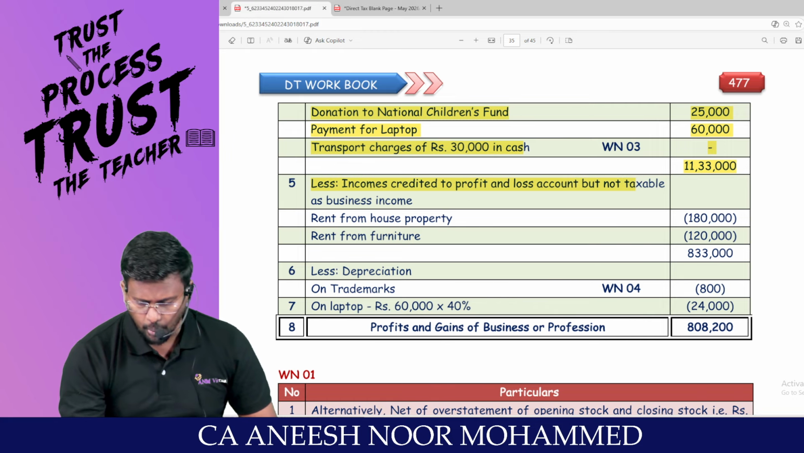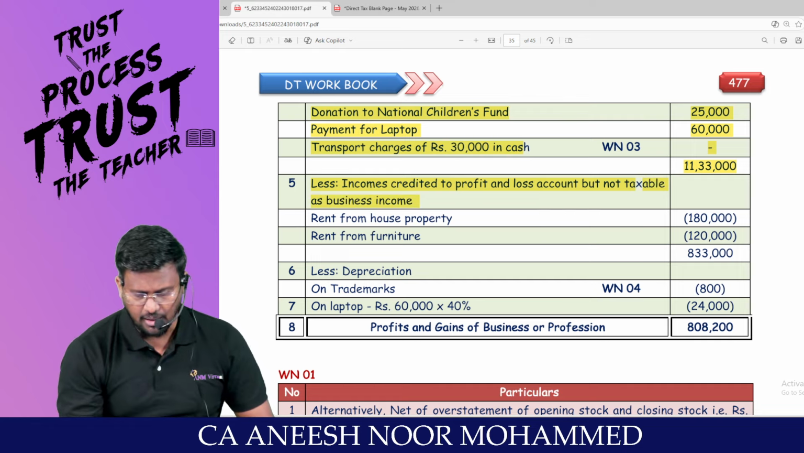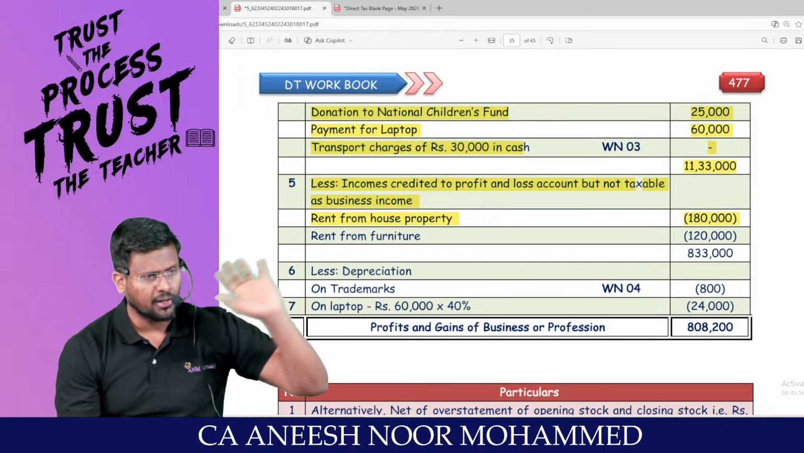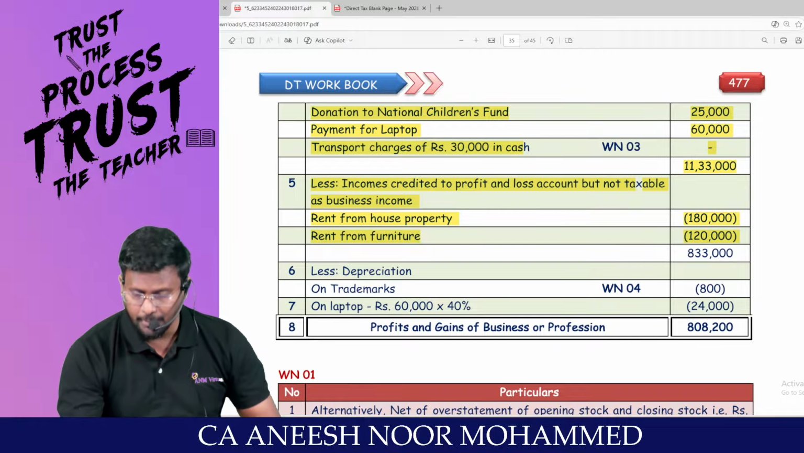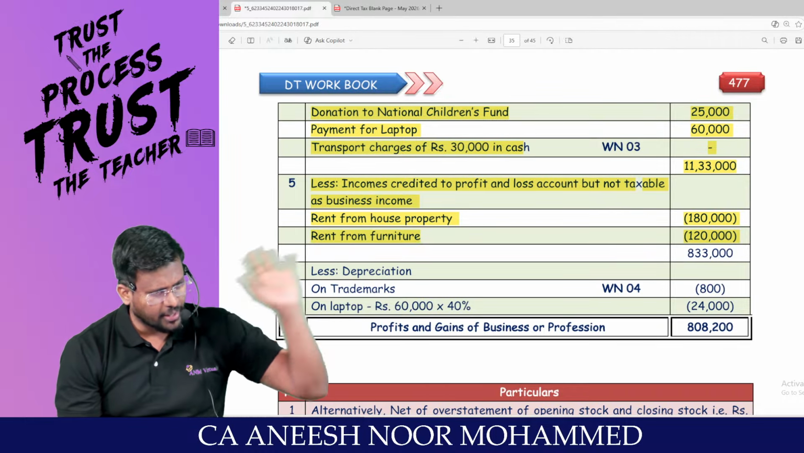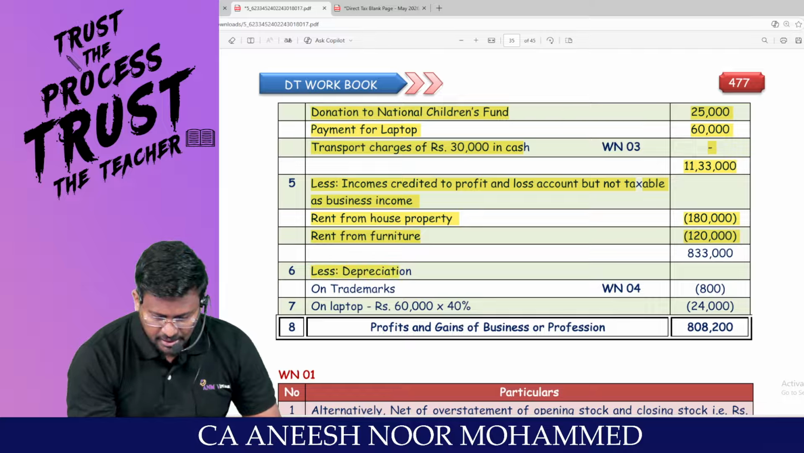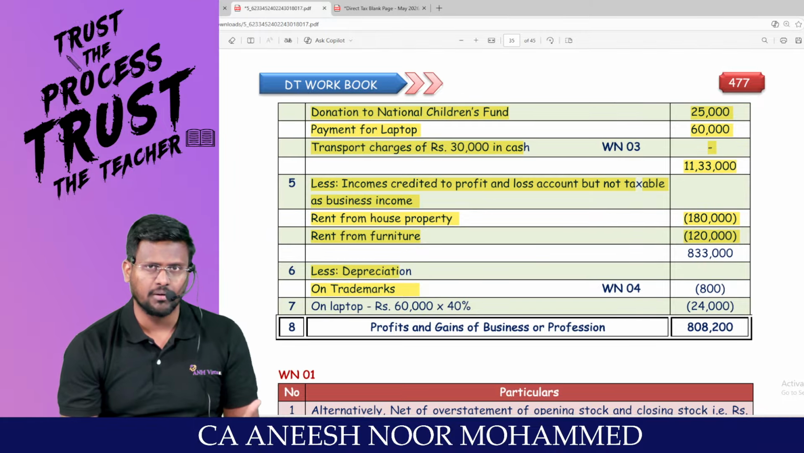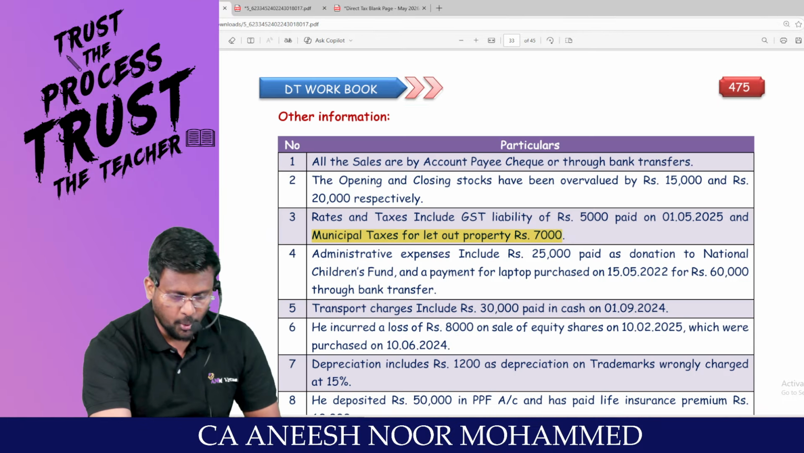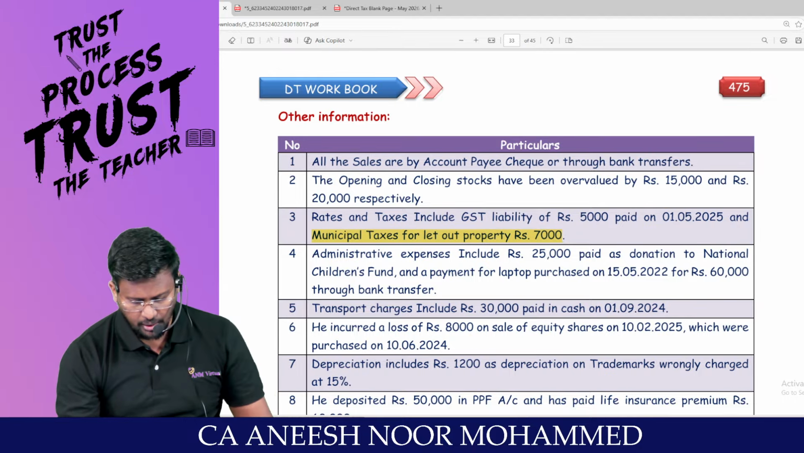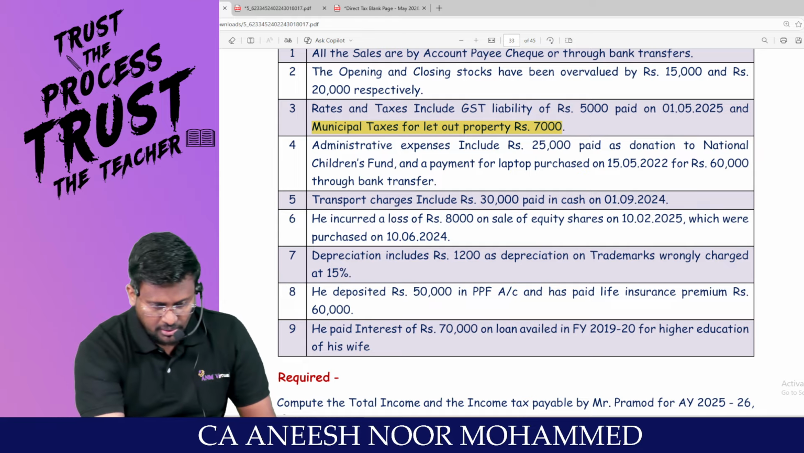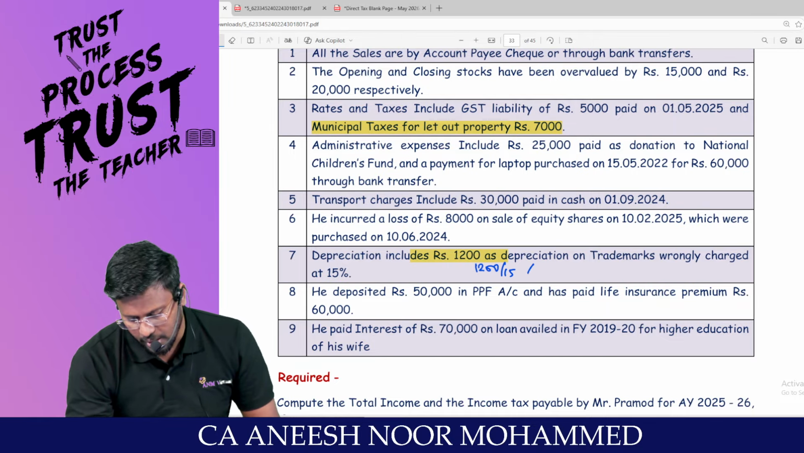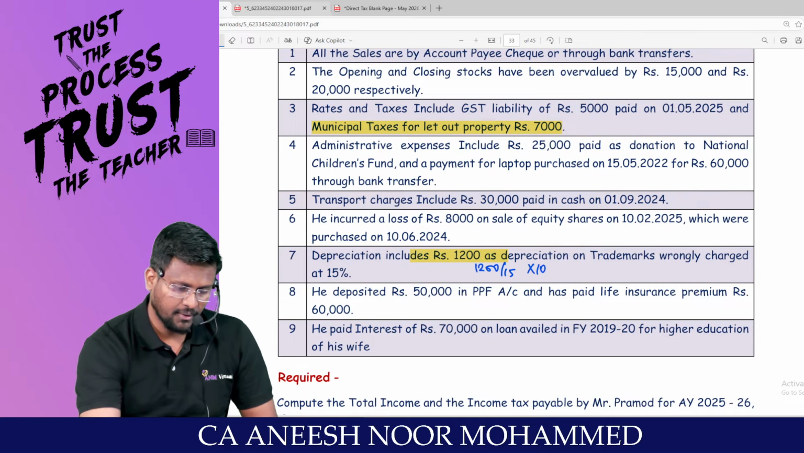Less: income credited to P&L but not taxable as business income. You tell me, rent from house property should be deducted from PGBP and included in IFHP. Rent from furniture should be deducted from PGBP and included in IFOS. Less: depreciation on trademark. Actually, they should have given depreciation at the rate of 25%, but they have provided only 15%, so 10% short. Am I right? So this 1,200 rupees is 15%. Calculator: 1,200 divided by 15 into 10.